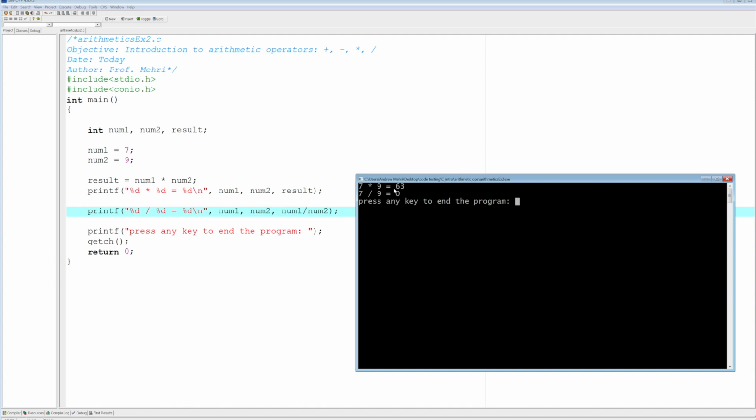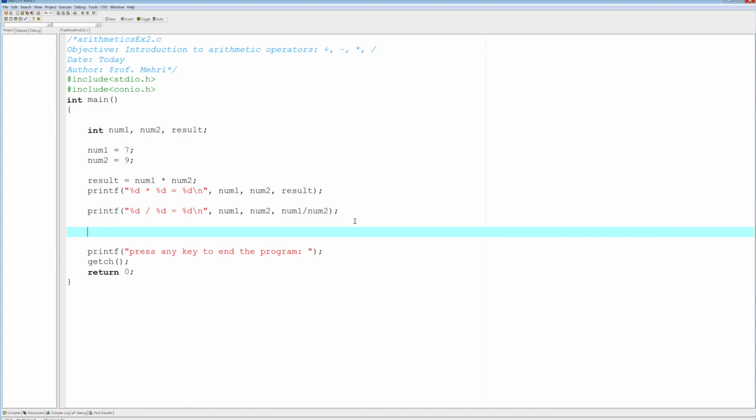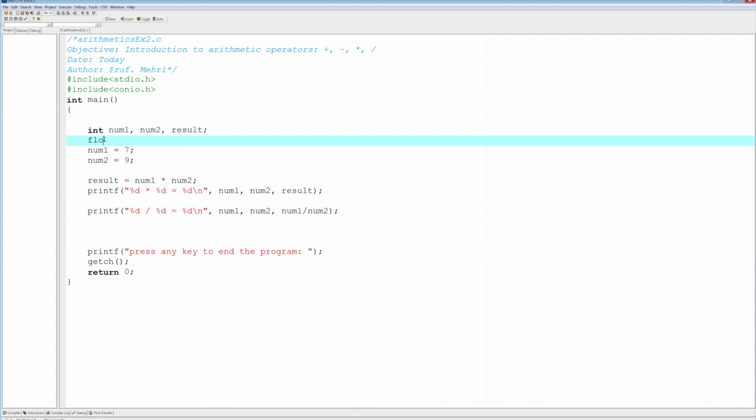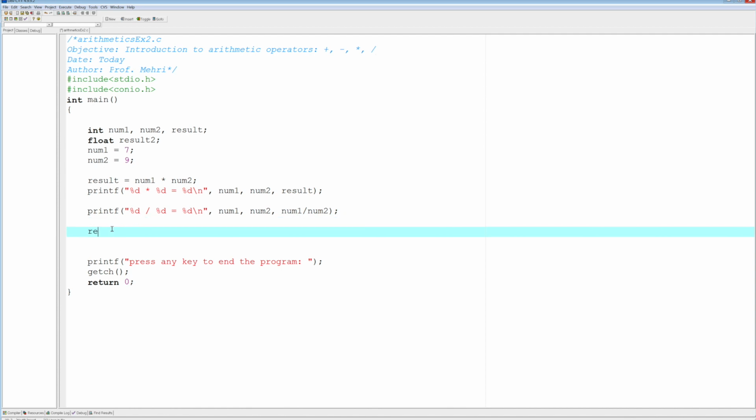Converting the division itself to a float is not going to make a difference. So that means if you made result float and you divided 7 by 9 as integers into it, you will still get, let me prove the point. So let's say I do this. Float result2, right? So we have two results, and let's redo the division again. So let's go ahead and do result2. Now remember, now result2 is a float, right? num1 divided by num2. So same division.